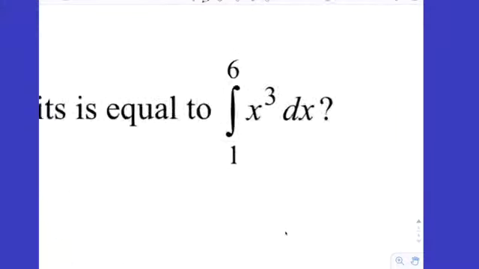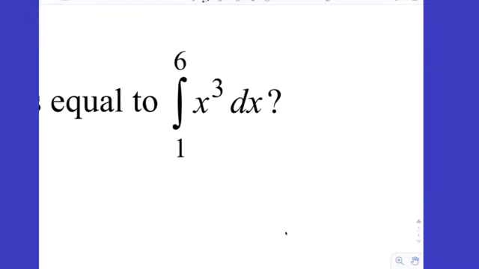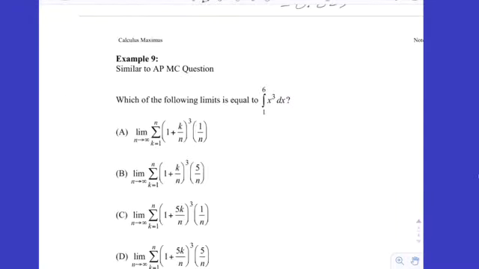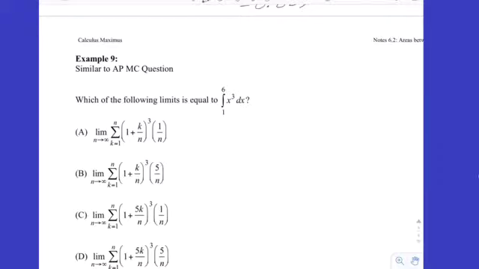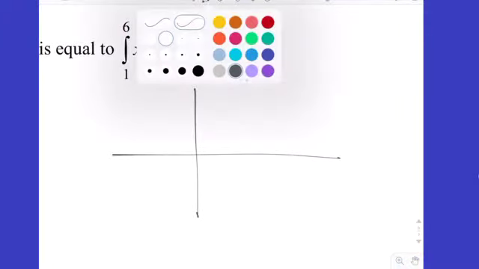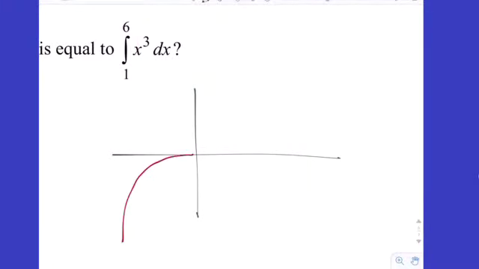All right, so which of the following limits is equal to the definite integral from 1 to 6 of x cubed dx? We developed this idea with Riemann sums. So let's go back and revisit what that would look like with Riemann sums. X cubed, again, is this parent function. It looks like that. What we were doing is we were approximating it using subintervals.